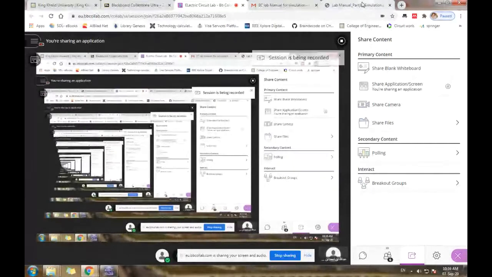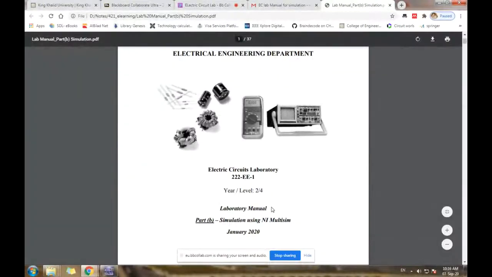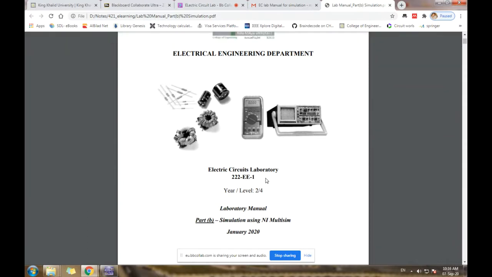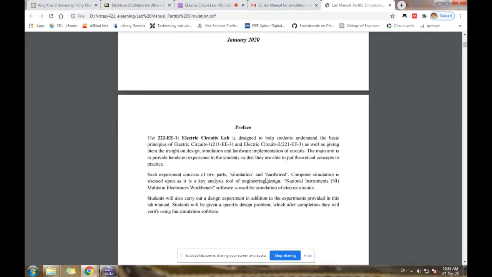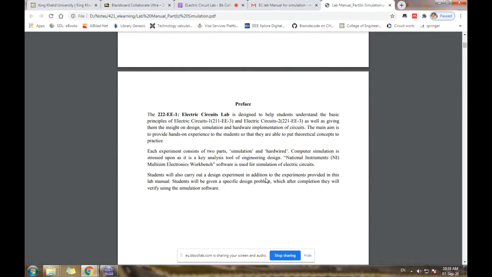Okay, so let us start with the introduction to the lab. As I mentioned, this electric circuits lab will have two parts: a hardware part and a software part. Today, inshallah, we will start with experiment number one in software. As I mentioned, there are two parts: simulation and hardware.